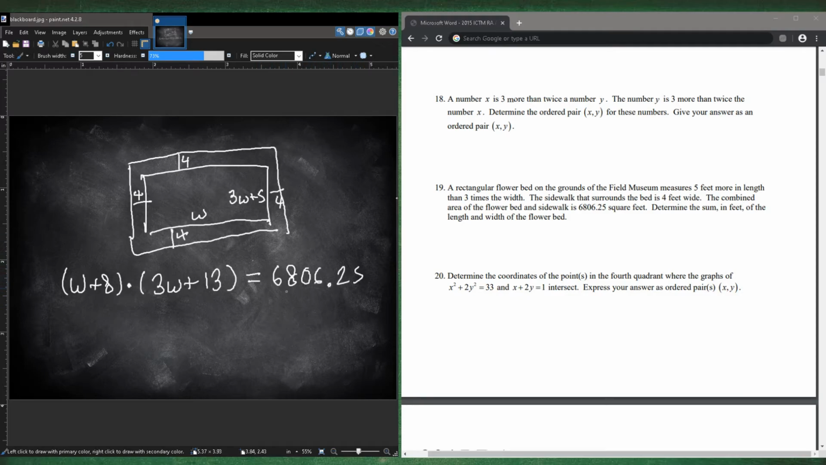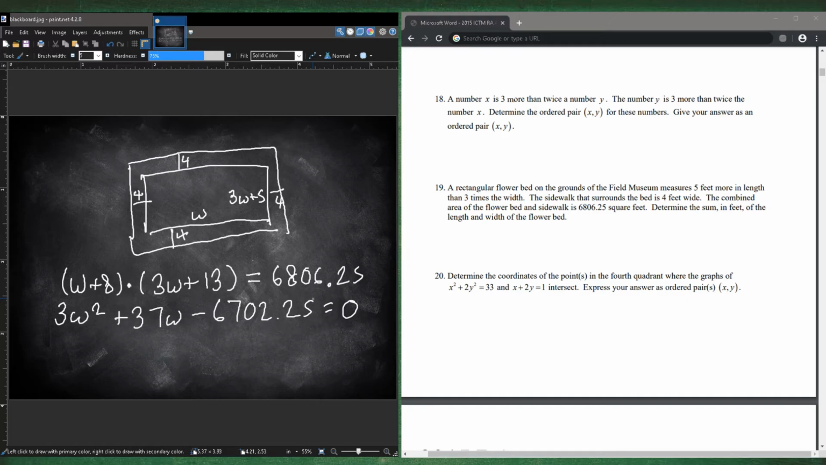6806.25. Okay, so let's do this like a quadratic. So 3W squared, and then 13 times W plus 8 times 3 W, that's 24. So that's 37W. 8 times 13 is, I believe, 104. Using our calculator, yeah, 104. And then minus 6,806.25. We get minus 6702.25 is equal to 0.